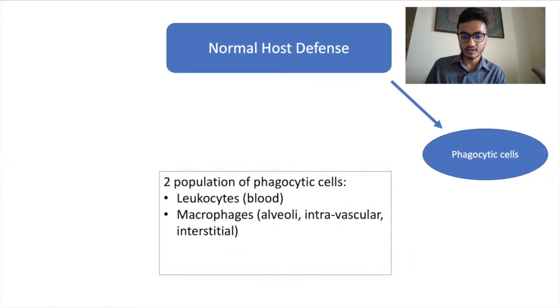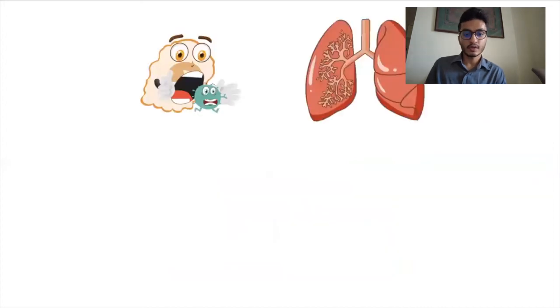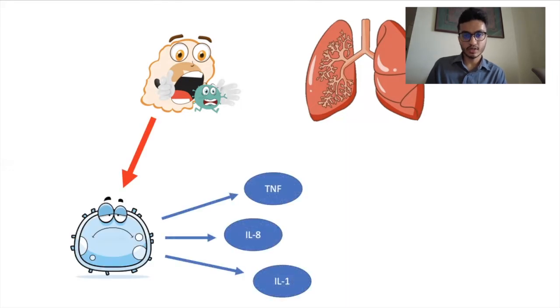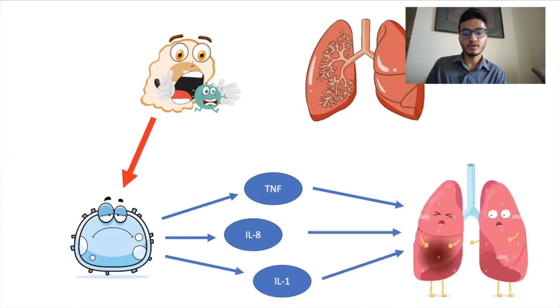Finally, the phagocytic cells. The 2 populations of phagocytic cells present in our body are the leukocytes, which are present in the blood, as well as the macrophages, which are present in the alveoli, intravascular spaces, as well as the interstitial spaces. So these macrophages, which are responsible for engulfing and eliminating the organisms in case of disease state, are the ones which secrete cytokines like tumor necrosis factor, interleukin 8 and interleukin 1, which are the sole reason for inflammatory processes in the lung.